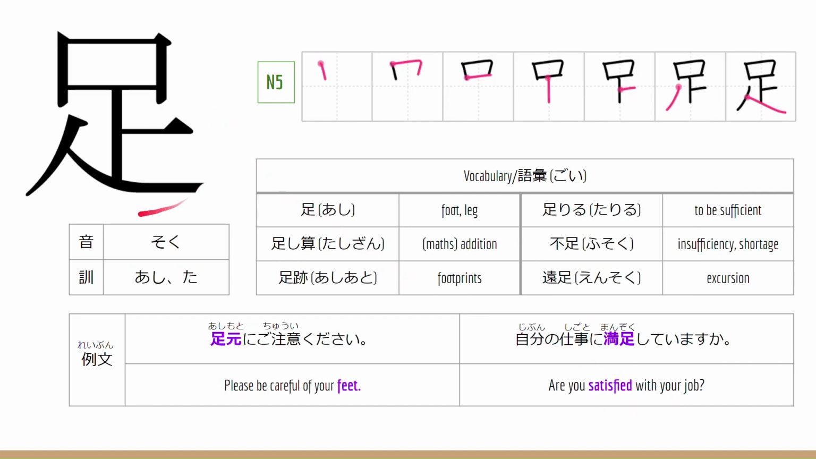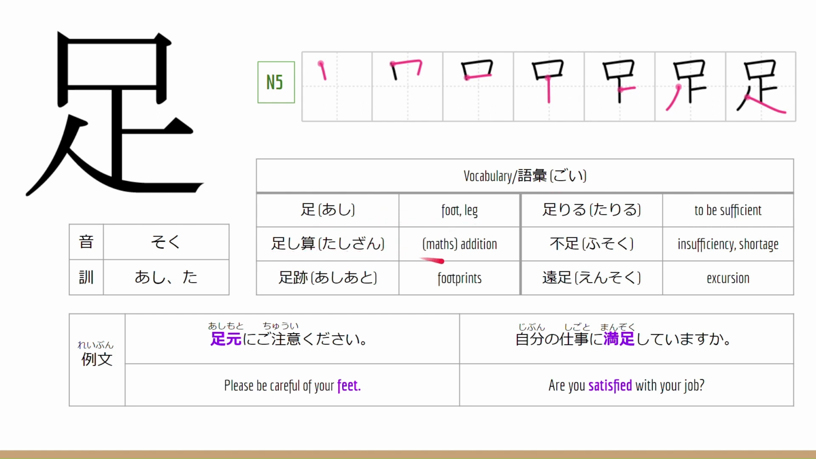Now let's go into the kanji 足. This is a stroke order for this kanji. Now let's go into the onyomi and kunyomi of this kanji. The onyomi is soku. And the kunyomi is ashi or ta. Now let's go into the vocabulary or 語彙。足、This means foot or leg.